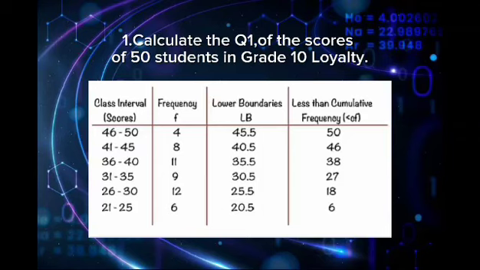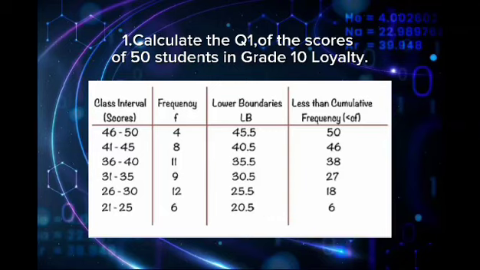So 46 minus 0.5 is 45.5. The next is 41 minus 0.5 equals 40.5. And then 36 minus 0.5 is 35.5. 31 minus 0.5 is 30.5. 26 minus 0.5 equals 25.5. And the last, 21 minus 0.5 equals 20.5.